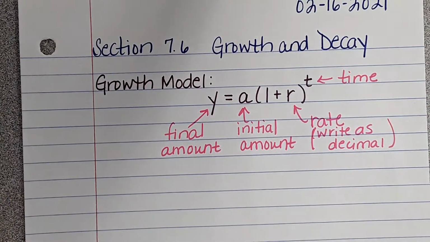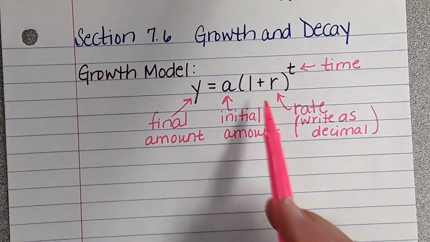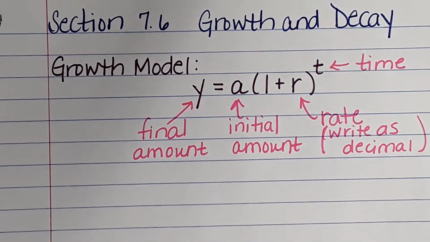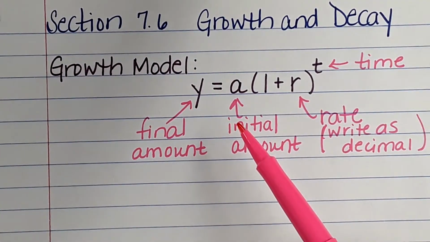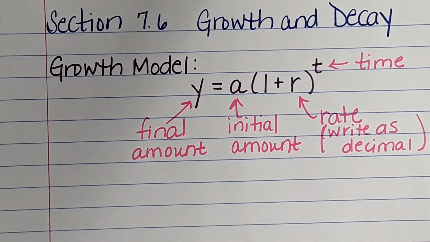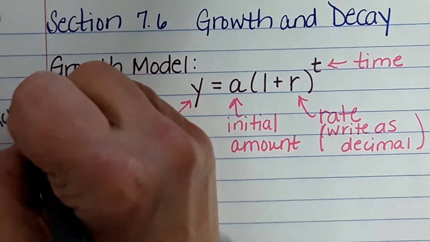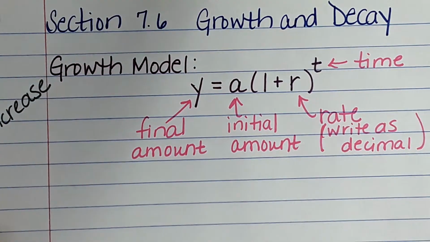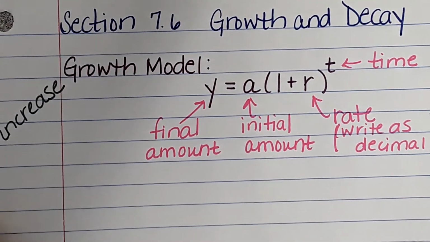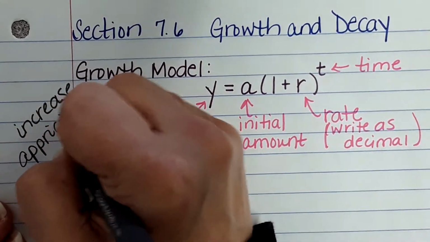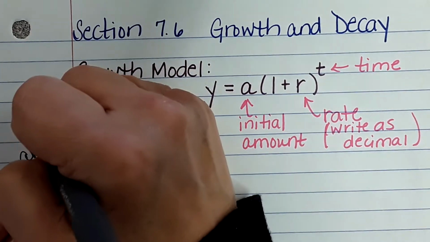Now, how you know this is a growth model is because it has 1 plus. Words that mean growth: increase, appreciate, okay? So let's write a little note to ourselves. Words that mean growth. We're looking at the words increase, and you might see appreciate. And it helps if you spell the word right.